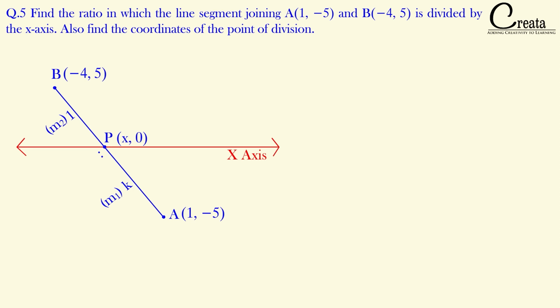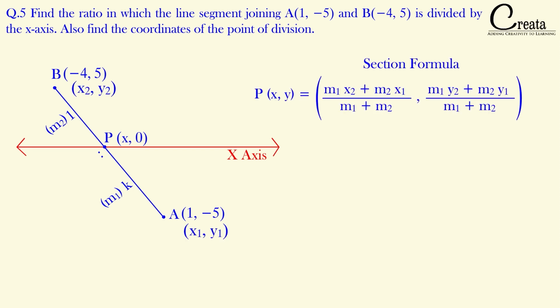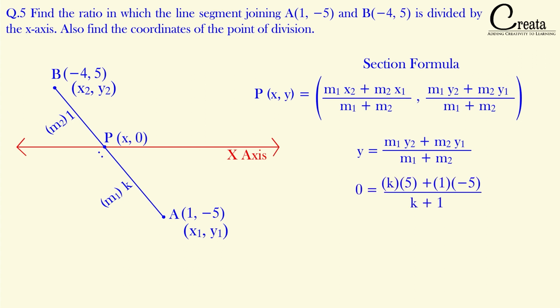Further, we have to calculate the ratio in which the point P is dividing this line segment. We also have to calculate the coordinate of the point of division, that is, the coordinate of the point P. So let's use the section formula. Here m1 is k, m2 is 1, and x is x and y is 0. Firstly, we will take the y coordinate because we know y is equal to 0. We know y is equal to (m1 y2 plus m2 y1) upon (m1 plus m2). We know y is equal to 0 and m1 is equal to k and m2 is equal to 1. Let's put all these values and the coordinates.